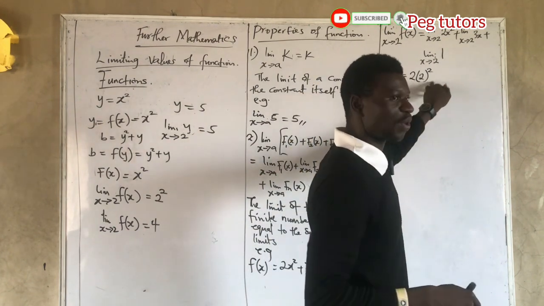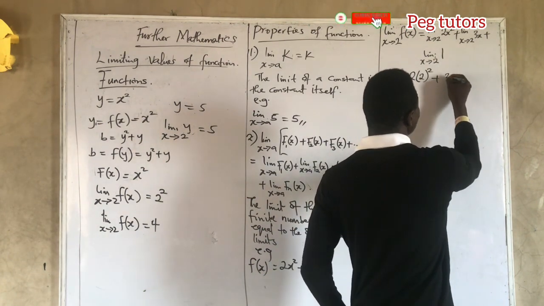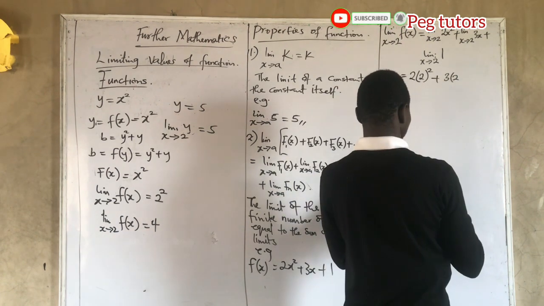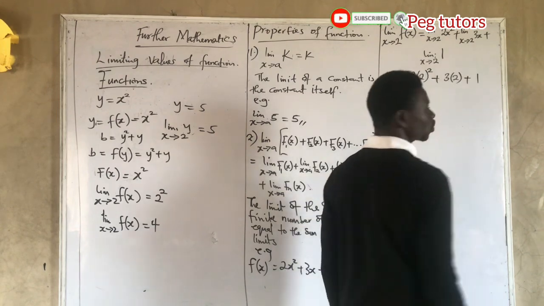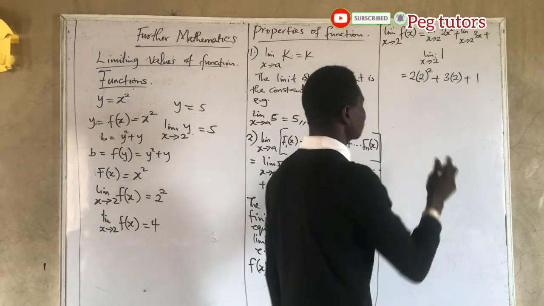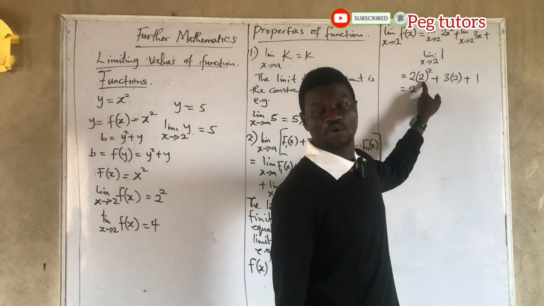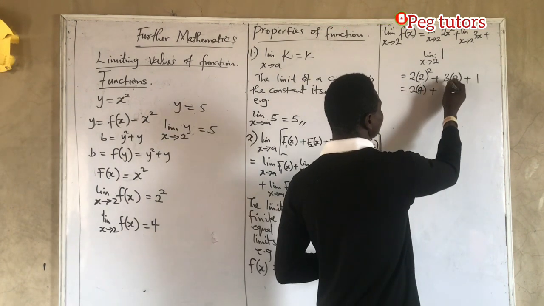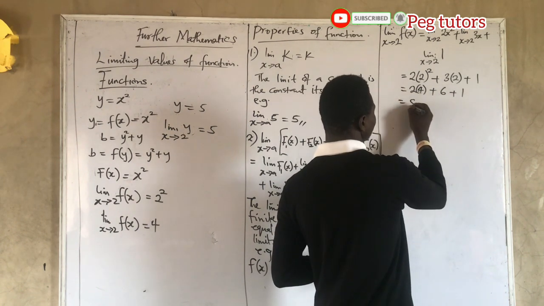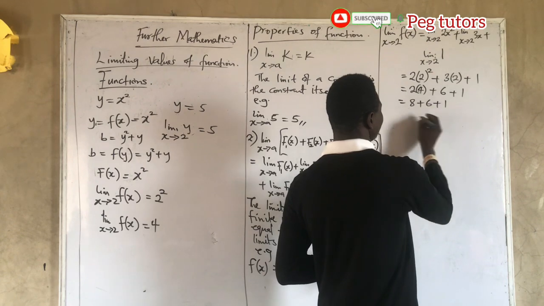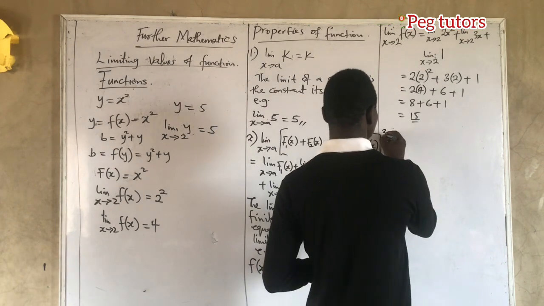So 2 into 2 raised to power 2, plus 3 into 2, then plus the limit of this one, which is also 1. So the limit of a constant is the constant. So that will be equal to 2 times 2 squared, and 2 squared is 4. So 2 into 4 plus 6 plus 1. We get 2 times 4 is 8, plus 6 plus 1. That will give us 15. Answer. Number 3, that's proper.